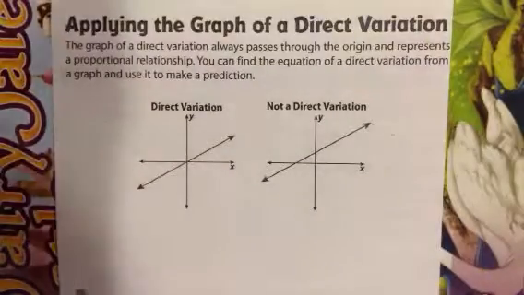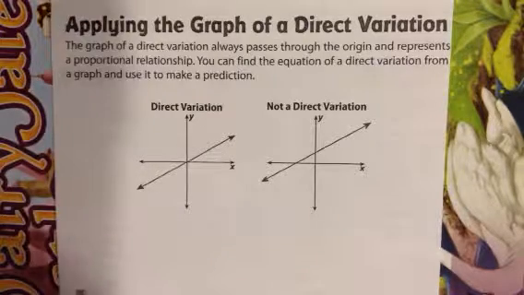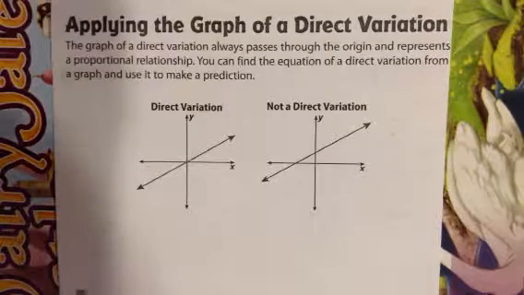Today's notes are about direct variation. It says the graph of a direct variation always passes through the origin and represents a proportional relationship. You can find the equation of a direct variation from a graph and use it to make a prediction.